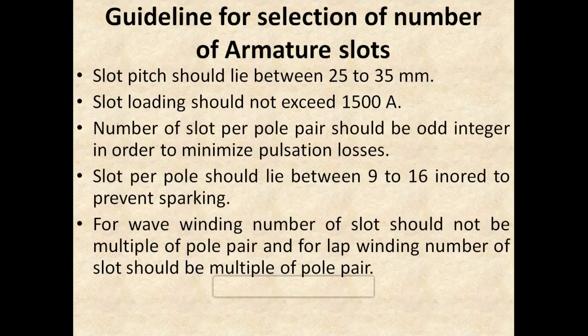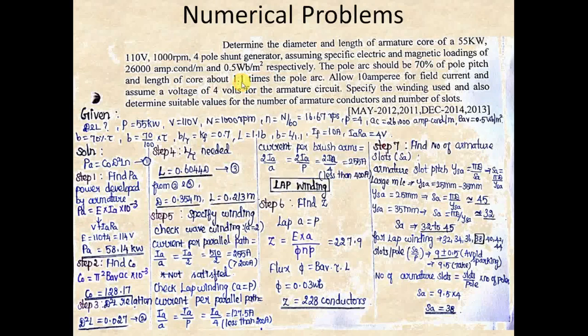Next we are going to see the numerical problems associated with the selection of the number of armature coils and armature slots. In this problem, first we are asked to determine the physical dimensions of the armature, that is the diameter and length of the armature core. It's given that the armature drop, that is the IaRa drop in the machine, is 4 volt.